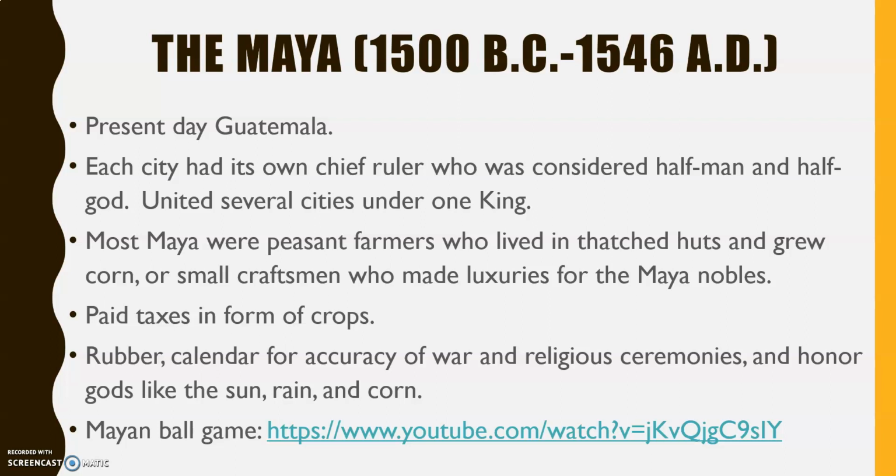and how to honor the gods like the sun, rain, and the corn, because their calendar helped them. For example, they would say, "Oh, the calendar is coming up. Every 30 days, we have to start making a sacrifice for the god of the rain because it needs to rain right now." Stuff like that. So they would have the calendar for accuracy and other stuff for religious ceremonies as well.